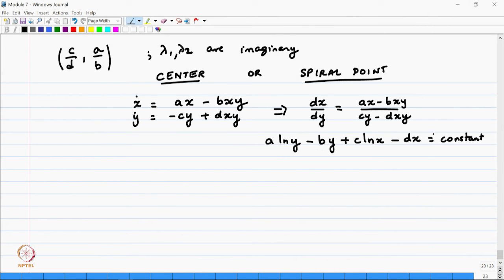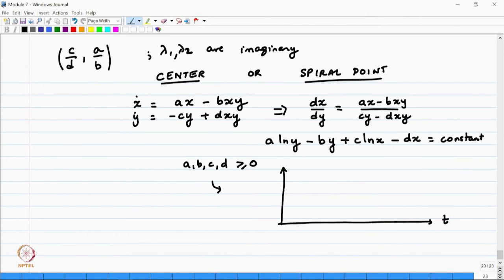Now you can think of this: this is a constant. So, for various values of the constant, if you plot this, you will get a family of curves. Now, we said that a, b, c, d are all greater than or equal to 0, and you can analyze this behavior for various values of a, b, c and d. Basically, you can plot, let us say, versus time.